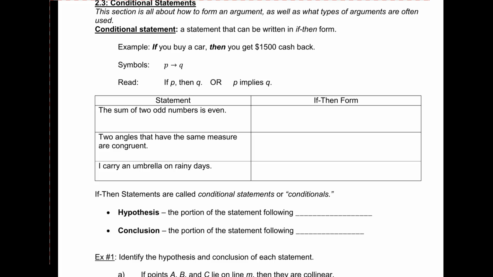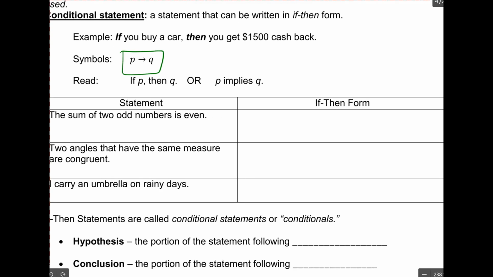Conditional statements are statements that can be written in if-then form. If you buy a car, then you get $1,500 cash back. It's literally, do this thing, something comes back. If P, then Q. P implies Q. If you go to a car dealership and they say, buy a new truck today, get $2,000 cash back, that's implying if you buy their truck, you get $2,000 back.